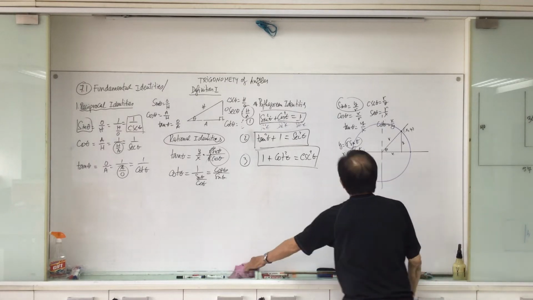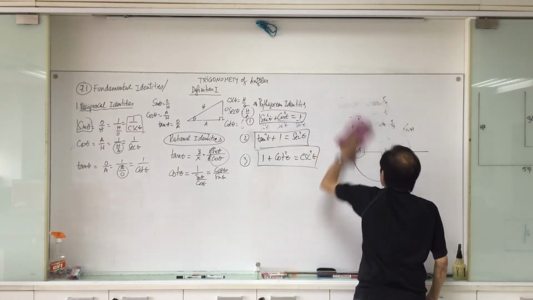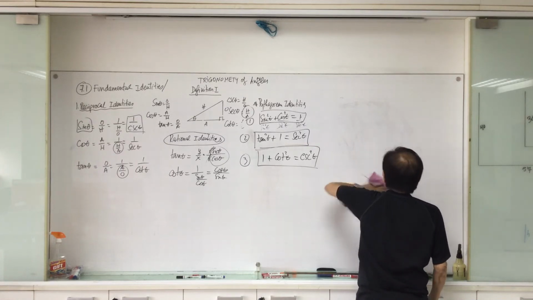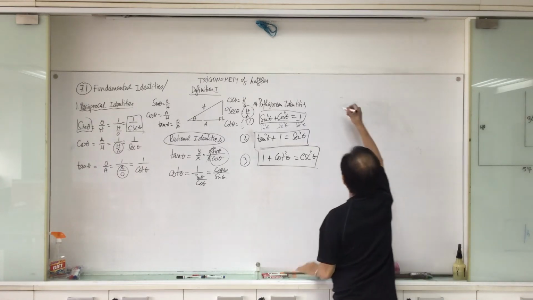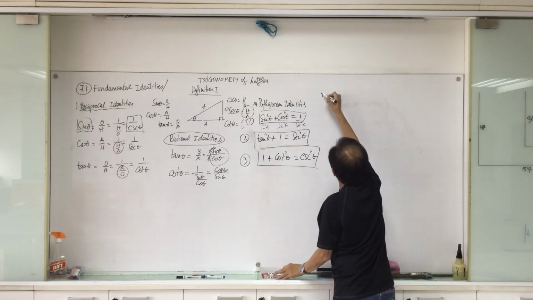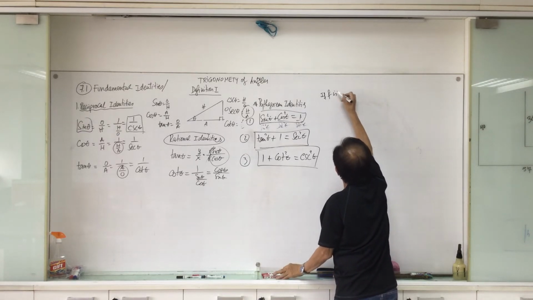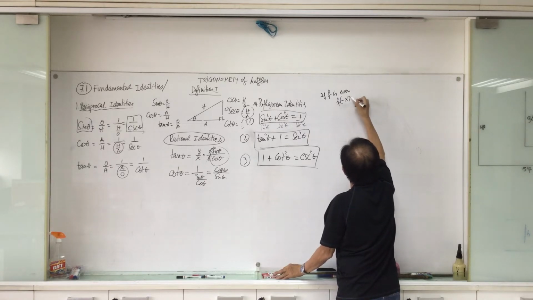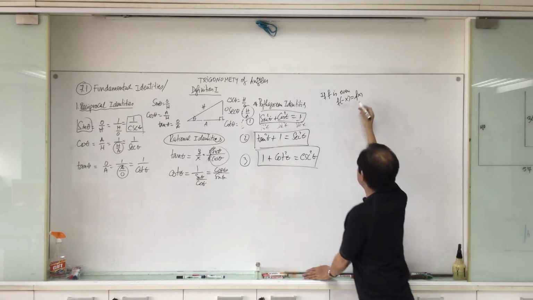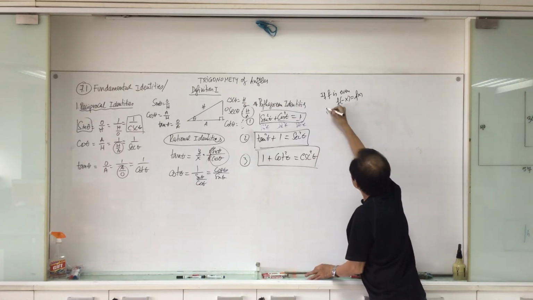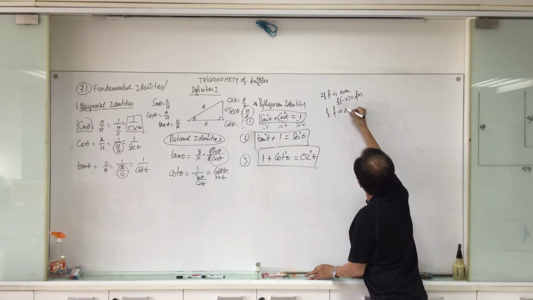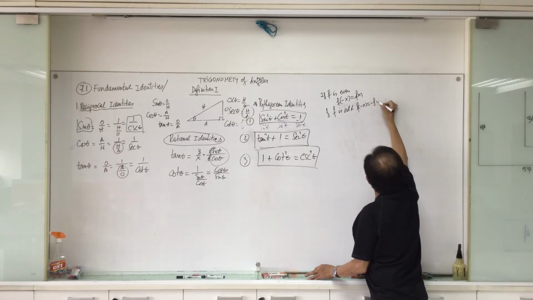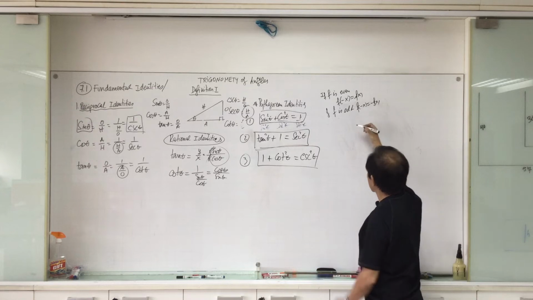Okay, next we talk about odd and even functions. From chapter 2 we already know that if f is even, f of minus x has to be equal to f of x. If f is odd, f of minus x equals minus f of x. So now we look at even and odd.